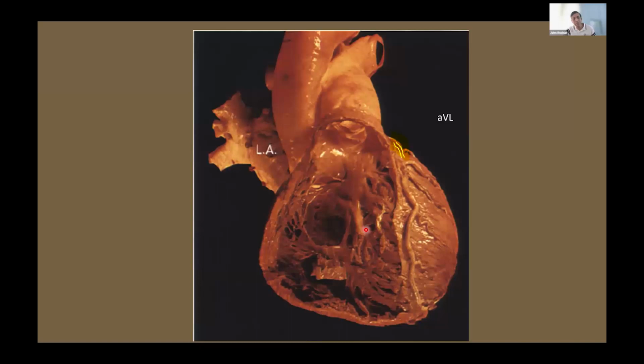So if it was positive, it means current is traveling towards it. If it was negative, current is traveling away from it. So a left-sided pathway will mean that part of the myocardium gets activated early. So the vast majority of current is going to be traveling away from that zone, and so it's going to be negative in the left-sided leads.